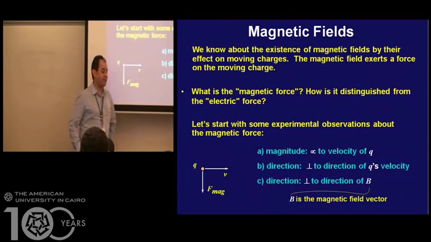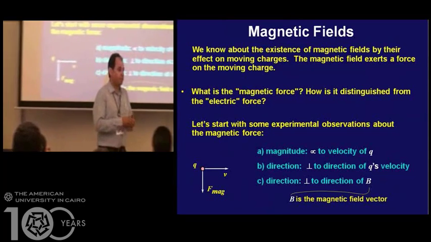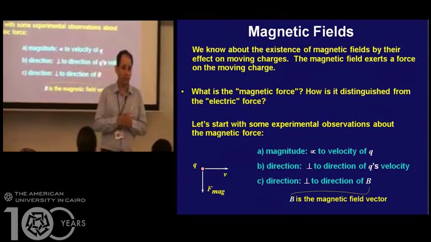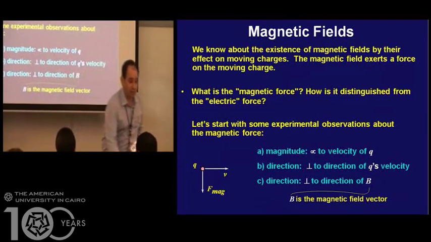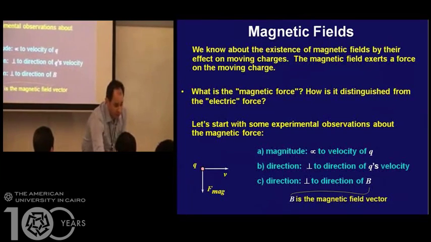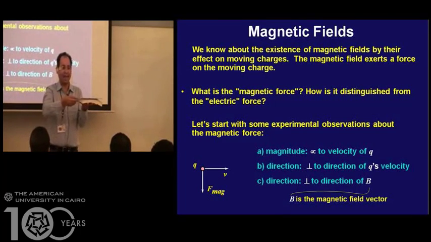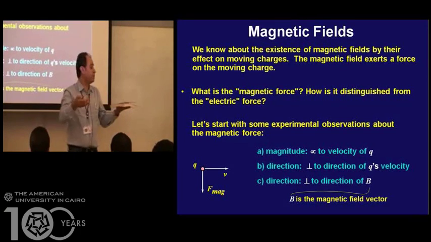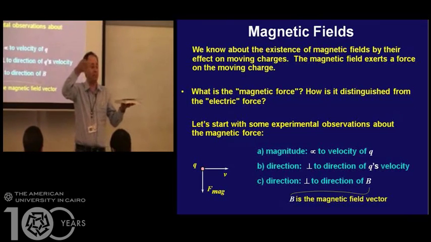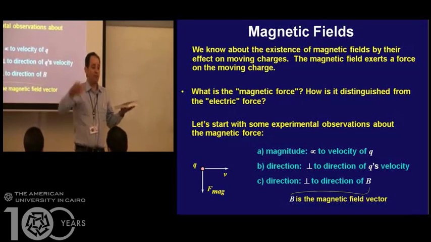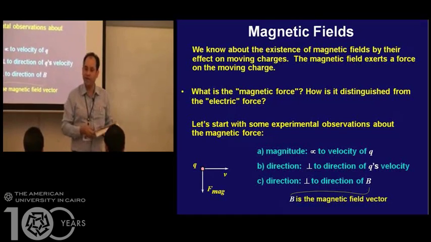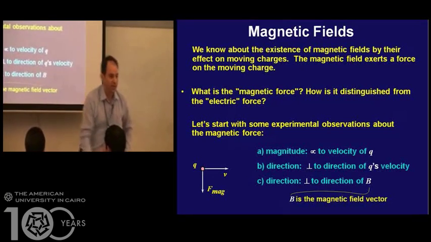If you have a magnet and you bring a piece of iron close to it, what happens? It gets attracted to it. And if it moves, then it means that there is a force acting on that piece of metal. And that force, we call it a magnetic force. Now we are very interested in calculating that magnetic force.